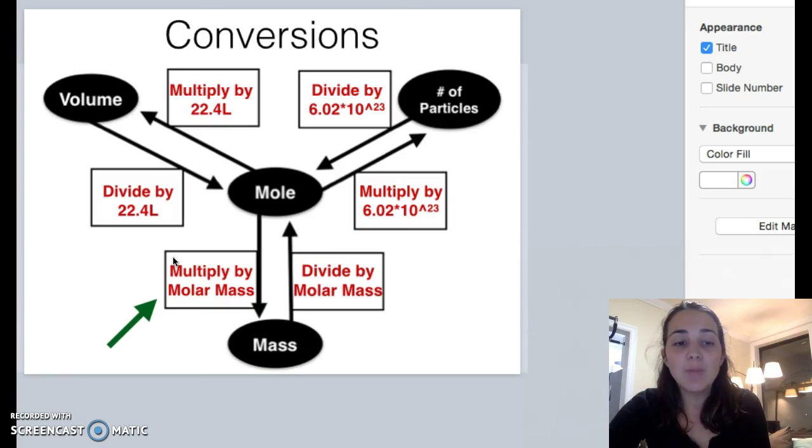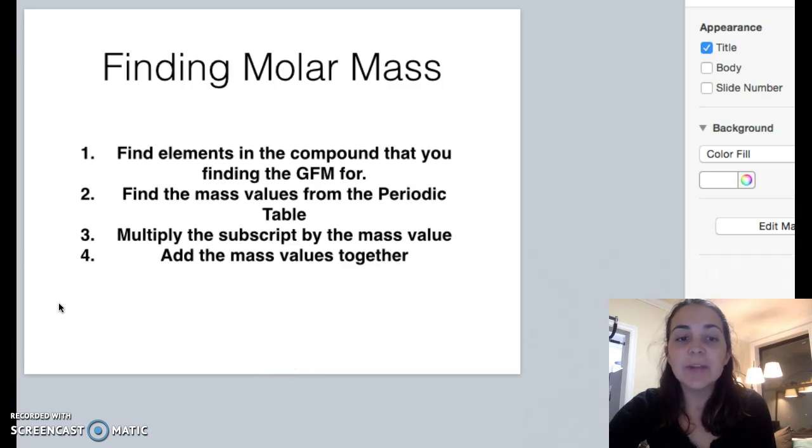Now, if we look at our roadmap for this, we can see here that if we're going from moles to mass, which is what our grams is, then what we're going to want to do is we pass right by this multiply by molar mass. That means that right now what we need to do is figure out how to multiply by the molar mass. Now our molar mass is not given to us, and for that reason what we're going to have to do is actually calculate the molar mass.